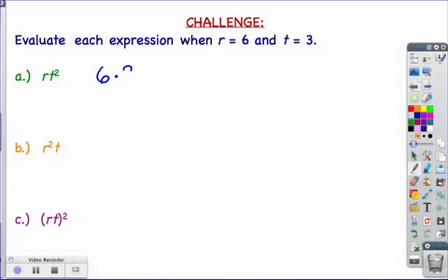For part B, r squared times t, the r, 6, is being squared and is then multiplied by t, or 3. Order of operations tells me to do 6 squared first, so 36 times 3 gives me 108.